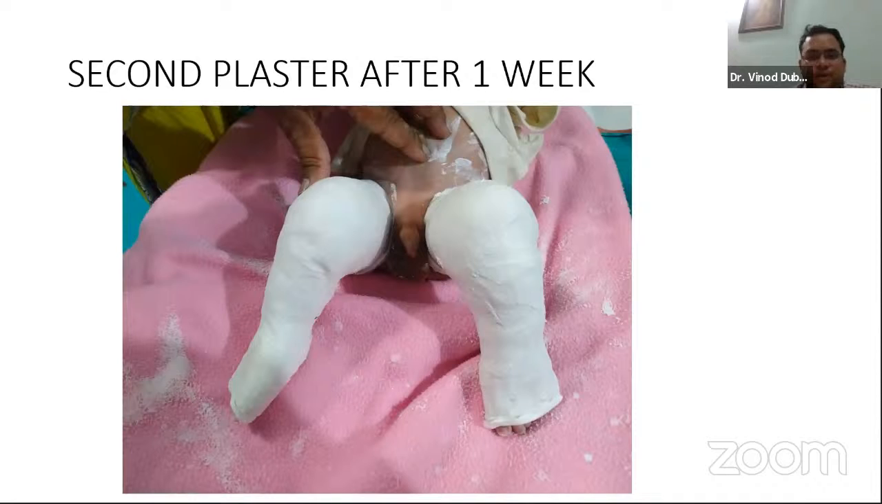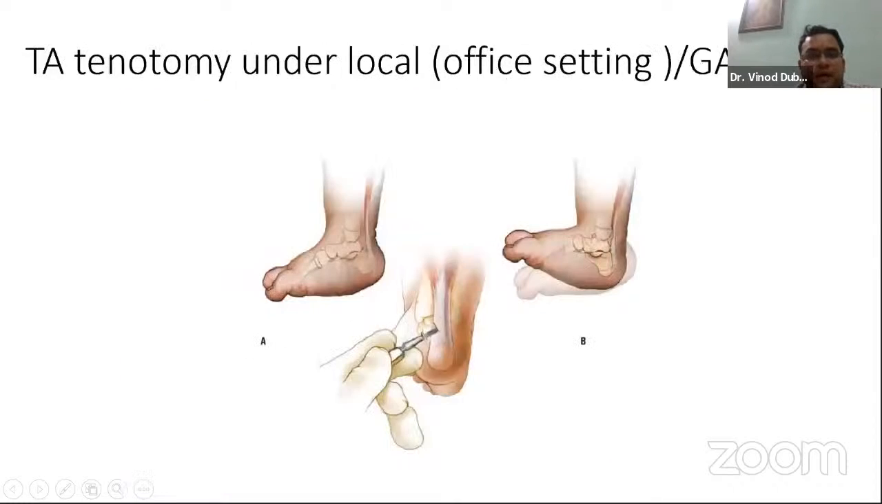This is after the second plaster. You can see that from now the foot is correcting in the correct way. And then we get full abduction; it has to be abducted to around 60 to 70 degrees. The reason is, in full abduction only the calcaneus is everted. Otherwise, if you do tenotomy at less than 40-50 degrees of abduction, the calcaneus is not fully everted, and you might end up with some amount of heel varus.